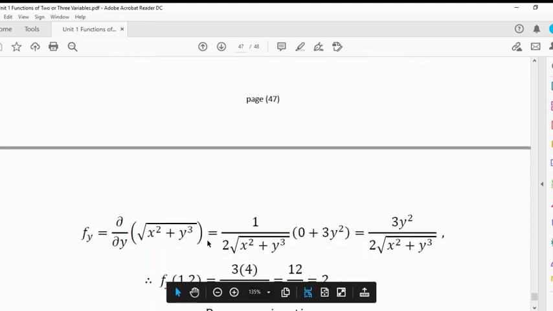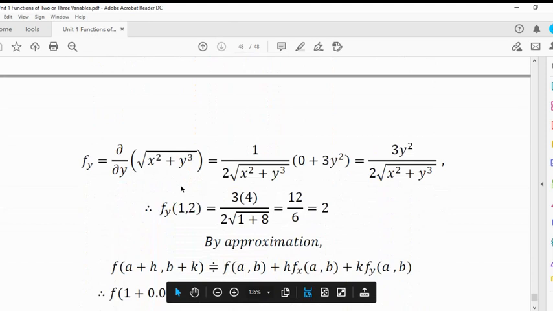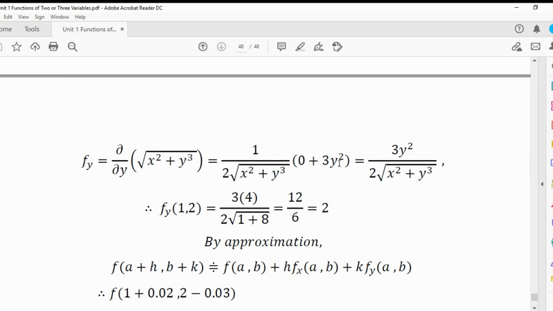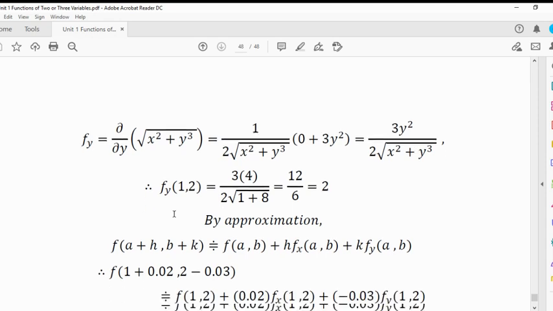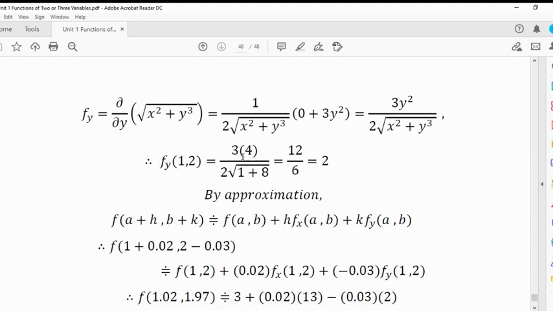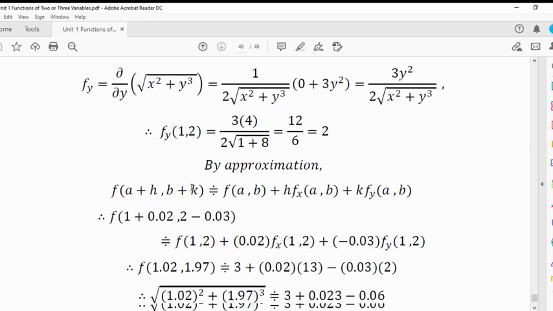Similarly, what is f y? The partial derivative with respect to y is nothing but 1 upon 2 root of x squared plus y cubed into 0 plus 3y squared, because the derivative of x squared is 0. So 3y squared upon 2 times the square root of x squared plus y cubed. So f y of 1, 2 is nothing but 3 into 4 upon 2 into root of 1 plus 8, that is 12 by 6, that is 2.